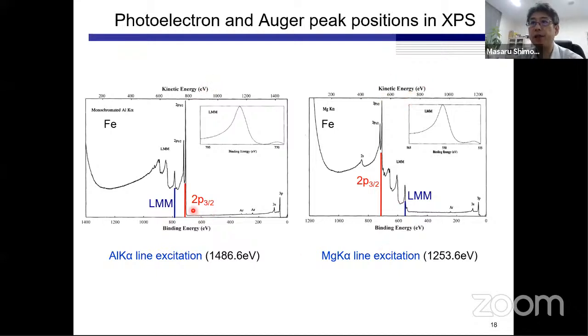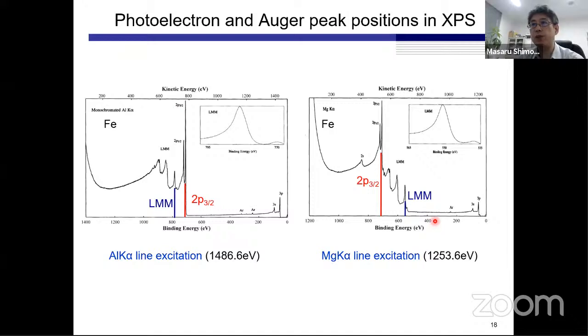Binding energy is the same, but kinetic energy is different. This is the case of core electrons. But the Auger electron, look at there. For example, the LMM peak is here and here. The kinetic energy is the same, like 700 something. But the binding energy position is different.